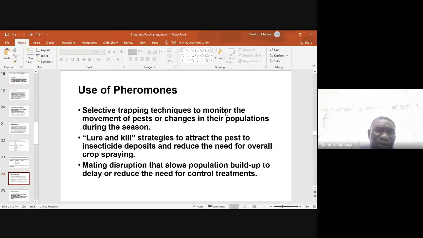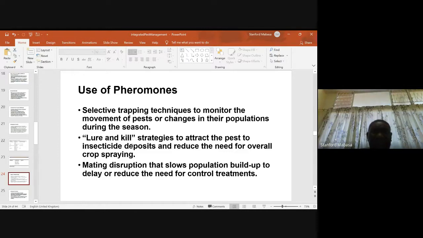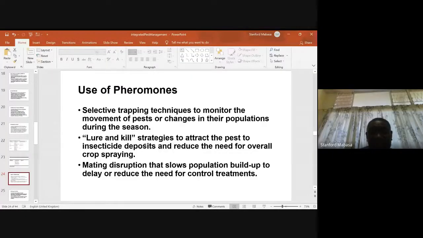Now, on the use of pheromones, we can have selective trapping techniques to monitor the movement of pests or changes in their populations during the season. Or we can use the pheromones to attract or lure and kill the pests. We can also use pheromones to disrupt mating. Once we disrupt mating, we can keep populations under control of the pests.